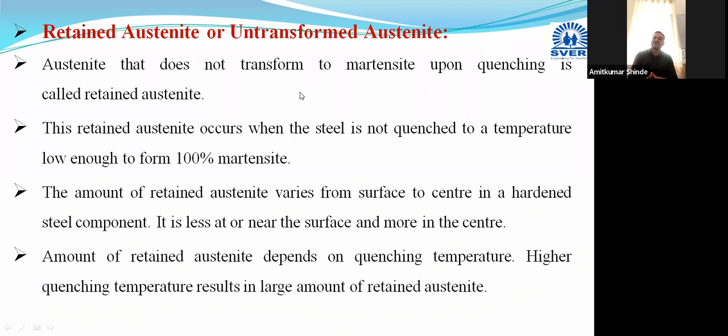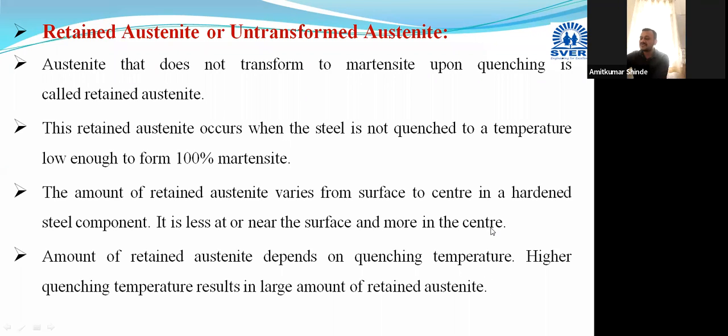Okay. Now, the amount of retained austenite depends on the quenching temperature. If you are cooling it from a very high temperature, then the retained austenite will also be very high. Means if you heated to a very high temperature zone and you have suddenly quenched it, then the amount of retained austenite will be more in that case. Hence, the amount of retained austenite depends on the quenching temperature used. Higher the quenching temperature, larger will be the amount of retained austenite.